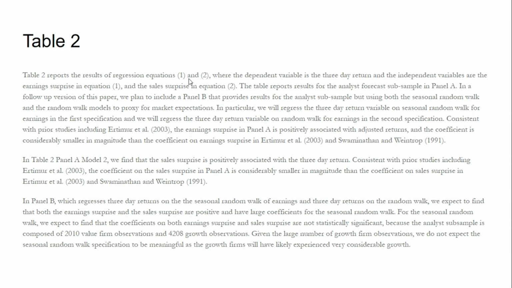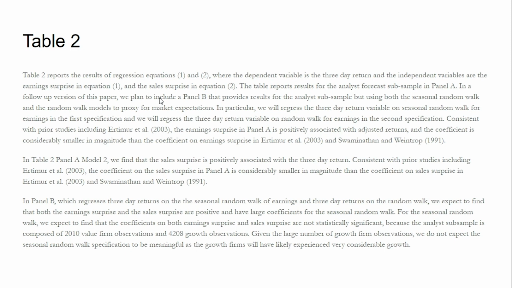In a follow-up version of this paper, we plan to include a panel B that provides results for the analyst subsample, but using both the seasonal random walk and the random walk models to proxy for market expectations. In particular, we will regress the 3-day return variable on seasonal random walk for earnings in the first specification, and we will regress the 3-day return variable on random walk for earnings in the second specification.